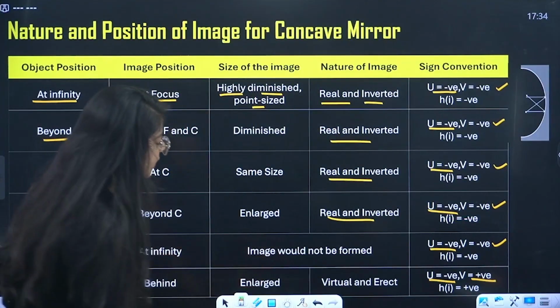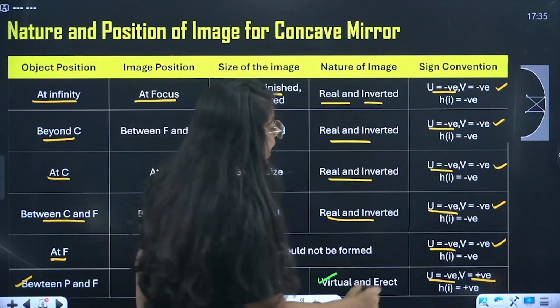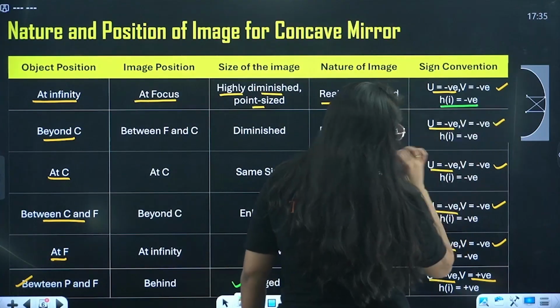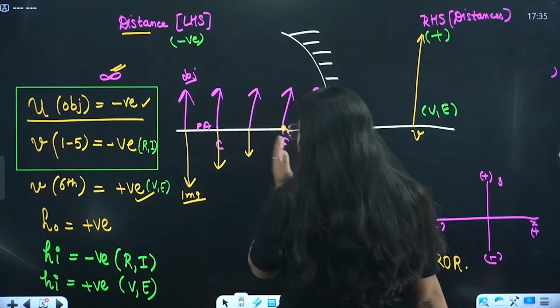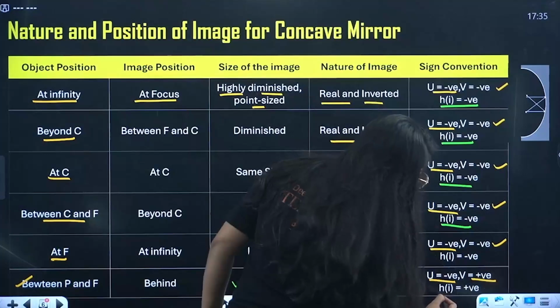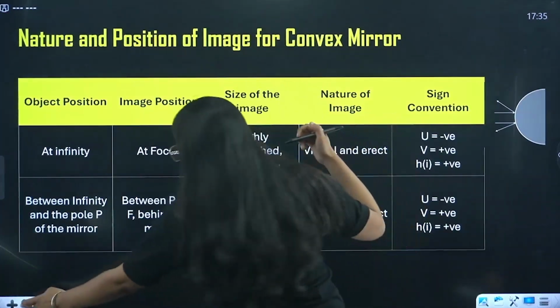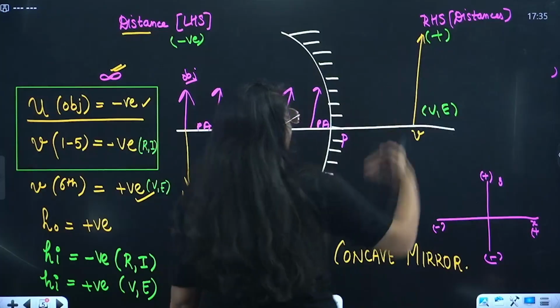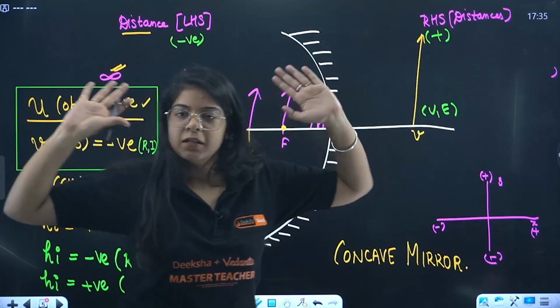Done? Then again in the 6th case we have virtual and erect image. It is enlarged, very important thing. And beta, see, height of image is negative for all these, because all these are placed below the principal axis. But here height of image is positive. Why? Because it is formed above the principal axis. Done? Done. Concave mirror. Done.